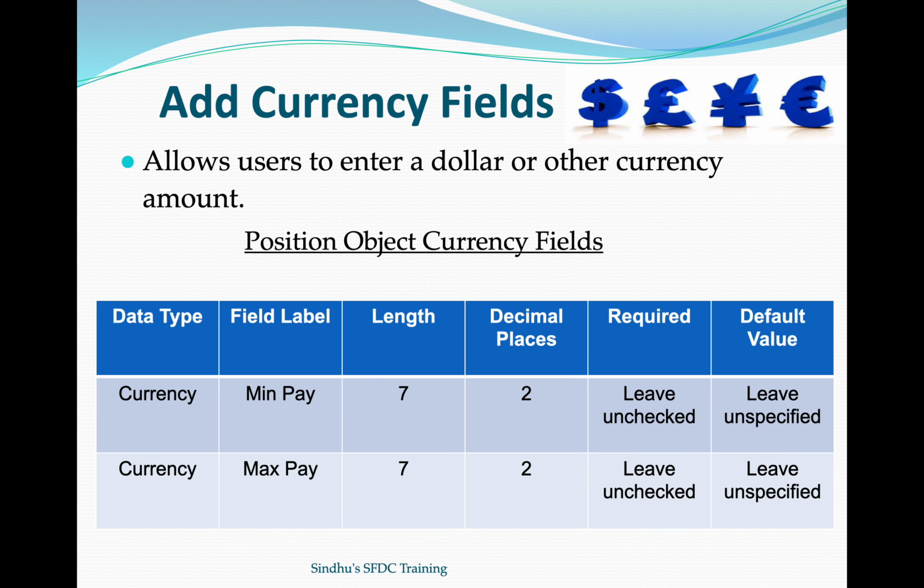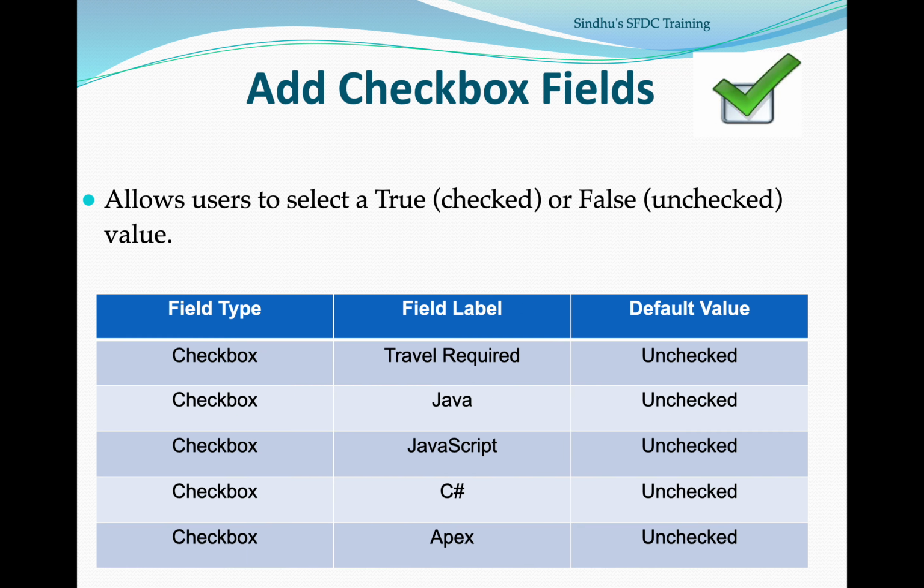Next, we are going to add some currency fields. Currency fields allow users to enter a dollar or other currency amount. We are going to create 2 fields called minimum pay and maximum pay with length 7 and with decimal places 2. We are going to leave the required option unchecked and leave the default value unspecified. With these customizations, we are going to create two currency fields. How to create currency fields, I'll show you in a later video.